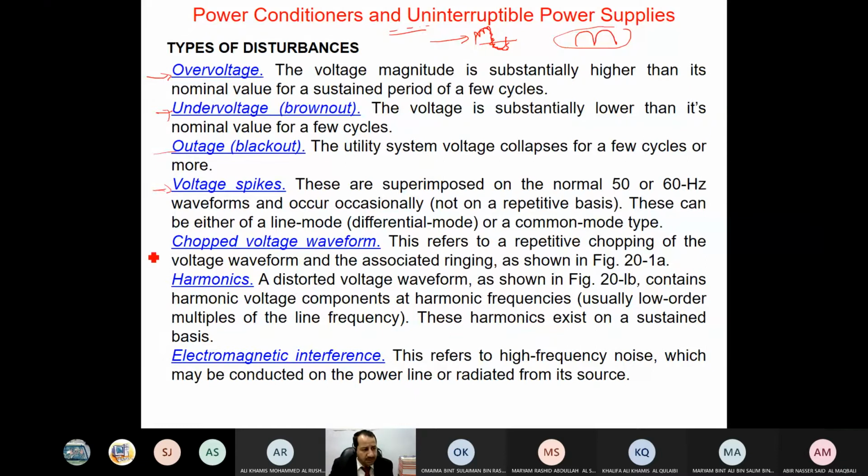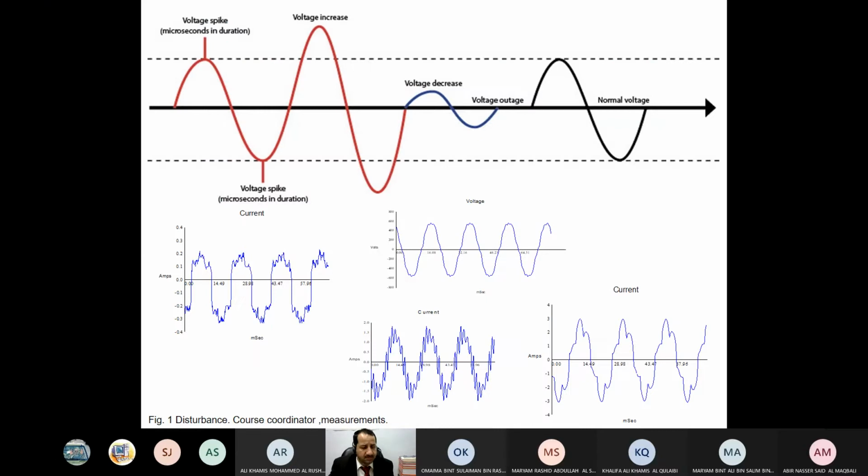And harmonics also. Harmonics, you know, are integer multiples of the fundamental frequency. What happens here is any waveform contains the fundamental and harmonics. When harmonics increase, it means the losses increase and the load will not work efficiently. Electromagnetic interference is a high frequency noise. It happens because of high switching frequency. You know, we are switching the switch on and off very fast. This is the new technology. We look to the speed. So it will produce what we call electromagnetic interference.